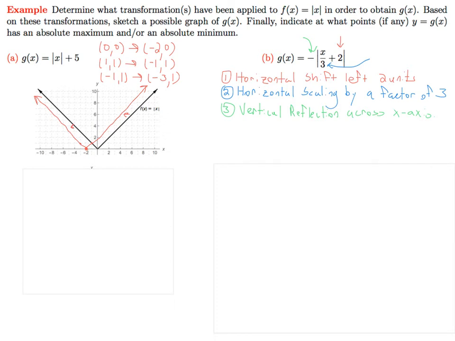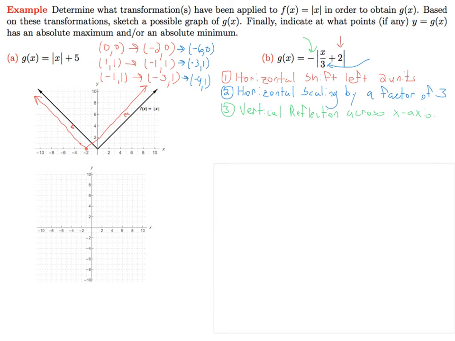After we apply this horizontal shift, the next thing we do is a horizontal scaling by a factor of 3. So to check where each of these goes now, we're going to multiply the x-coordinate of each of these points by 3. So this point at (-2, 0) goes to (-6, 0). This point at (-1, 1) goes to (-3, 1). This point goes to (-9, 1). Each x-coordinate gets multiplied by 3.